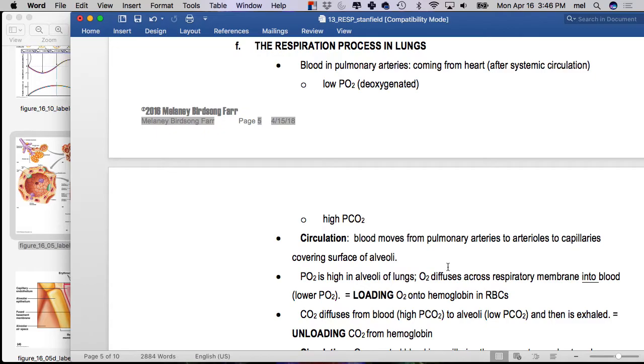I mean, you already know this. The blood coming to the lungs through the pulmonary capillaries, use the terms PO2 and PCO2. What is high and what is low in the blood coming to the lungs? Low PO2, high PCO2, right? And of course, the air coming in that I breathe is low what, high what? Low PCO2, high PO2. By the way, we do breathe in carbon dioxide.